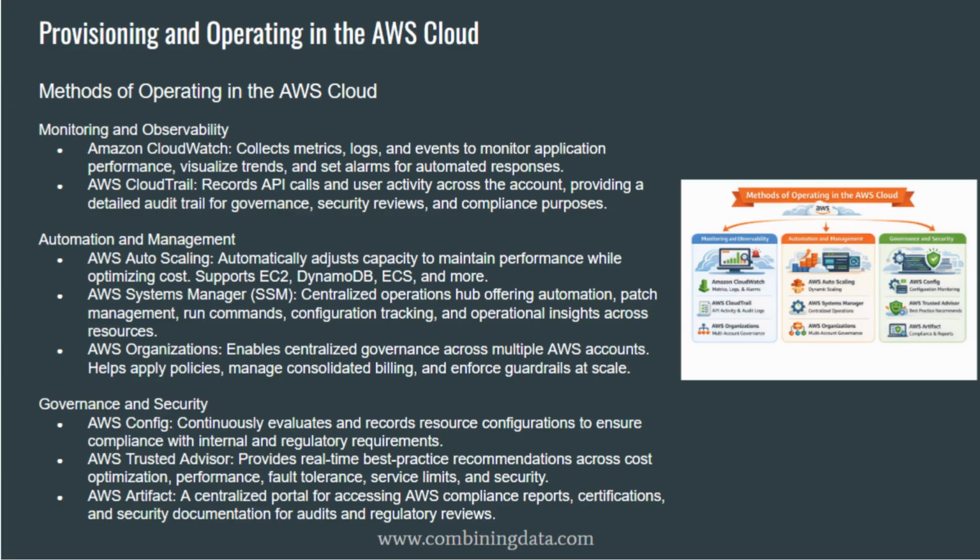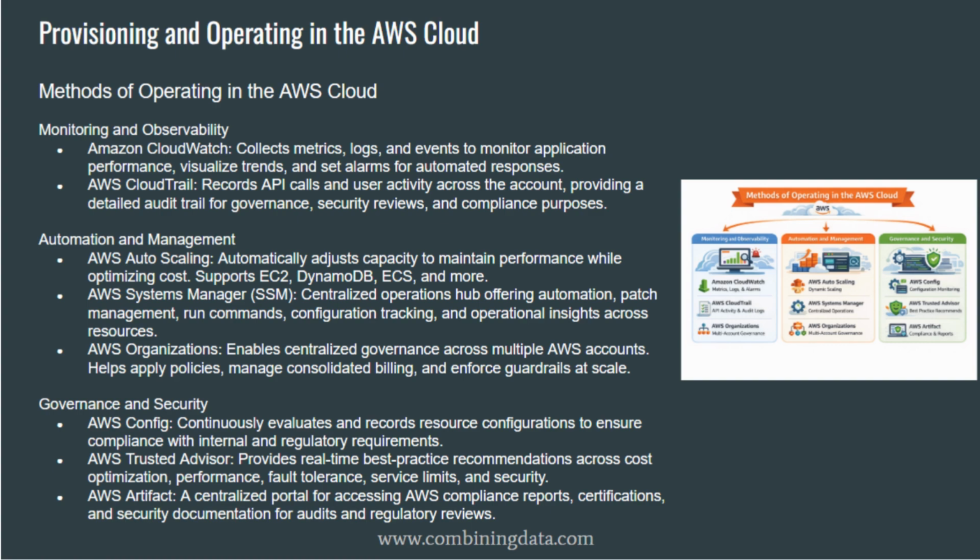Operating in the AWS cloud means continuously monitoring, optimizing, securing, and maintaining those resources so applications remain reliable, secure, and cost-effective. AWS provides a rich set of tools that help teams operate at scale, with visibility, automation, and governance built in from day one. Let's break this down into 3 key areas: monitoring and observability, automation and management, and governance and security. First, monitoring and observability.